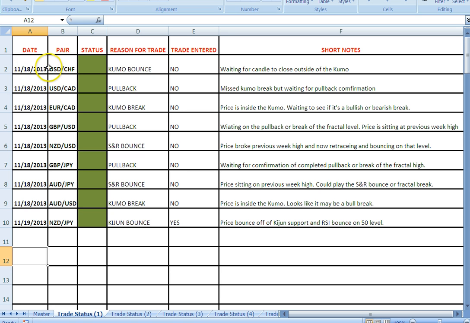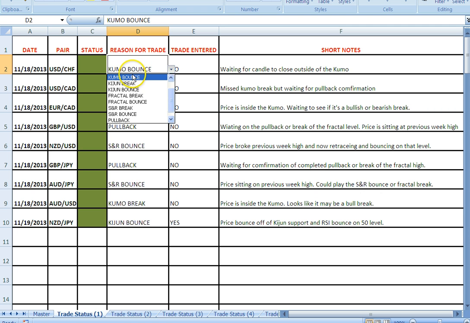So I put the date that I looked at the trade. I put the pair, and I put the status. This green would mean it's an active trading idea, and red would mean that it's not an active trading idea. It's past. It's not good anymore. And my reason for looking for the trade or getting into it would be the Kumo. This would be a Kumo break.